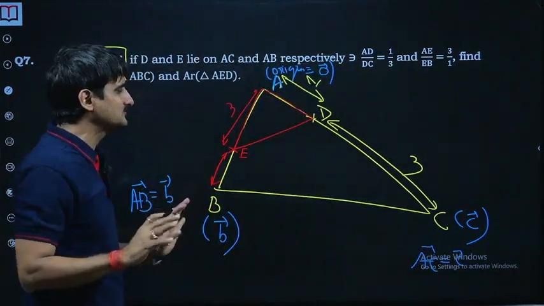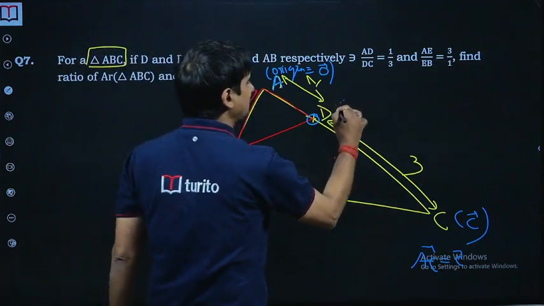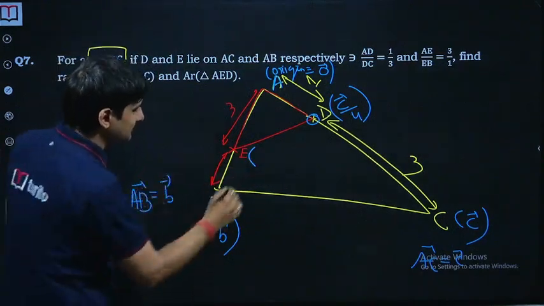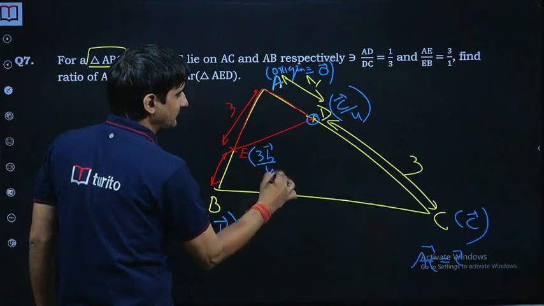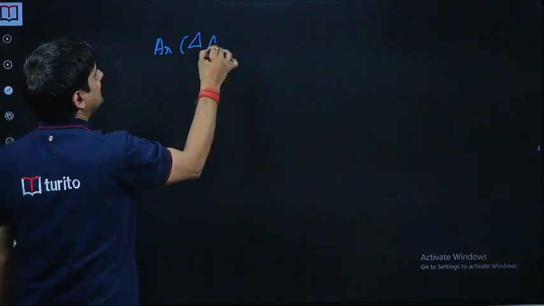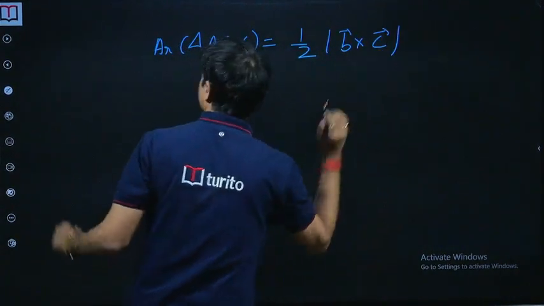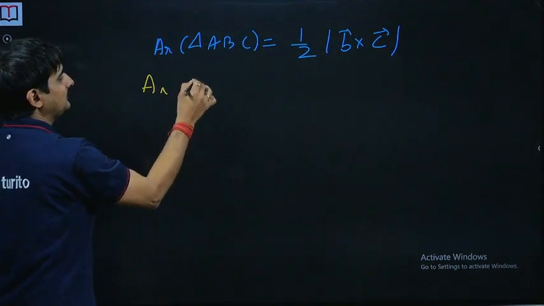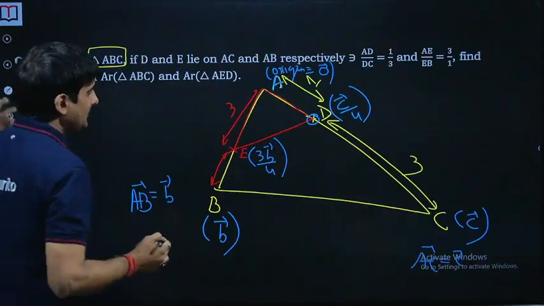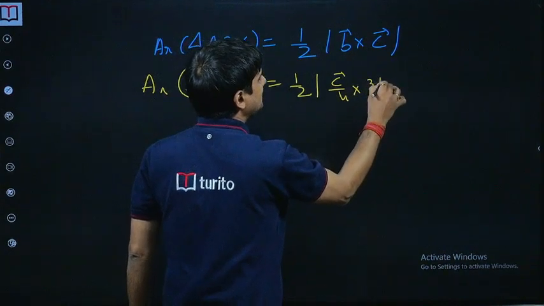Now using section formula, it's so simple to get vector D. So it's 1 into C plus 3 into 0, so it's C vector by 4. That's the position vector of D. Similarly, the position vector of E is 3 into B plus 1 into null vector by 4. So the area of triangle ABC is nothing but half times the magnitude of vector B cross vector C, isn't that so? And similarly, the area of triangle ADE will be half times the magnitude of AD cross AE, so it's vector C by 4 cross vector B by 4.